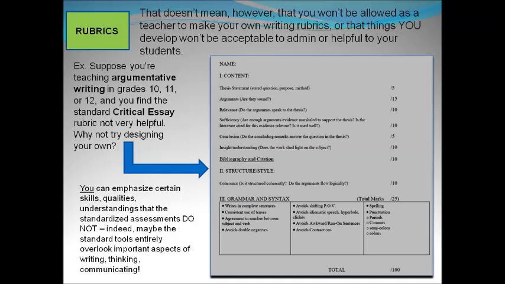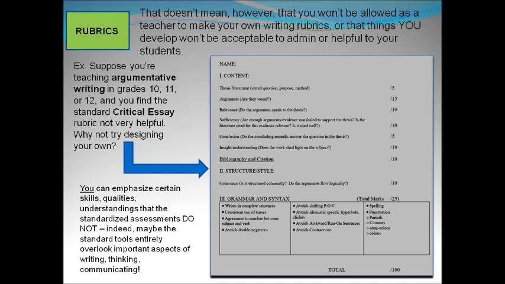Are the arguments, are the various premises relevant? Are the arguments given or the evidence provided sufficient, right? These sorts of things don't really show up nearly as clearly on the government rubric as they do in a rubric that I can design on my own as a teacher.